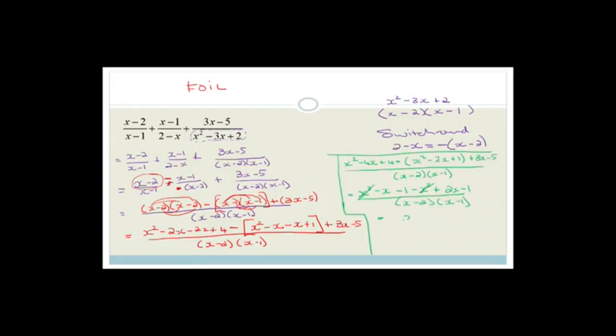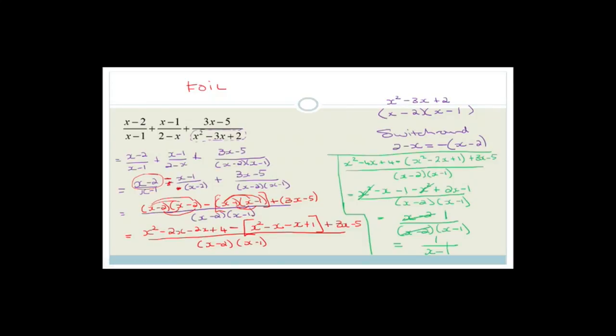2x minus x is x, minus 1 is minus 2, all over x minus 2, x minus 1. So do you see that this whole numerator is equal to this whole part of this denominator? So we can cancel the whole of this out. And now a lot of my students would write therefore that the answer is x minus 1, but you've got to remember that when we cancel, we're actually dividing. So we're saying this divided by this is 1. So our answer is 1 over x minus 1.